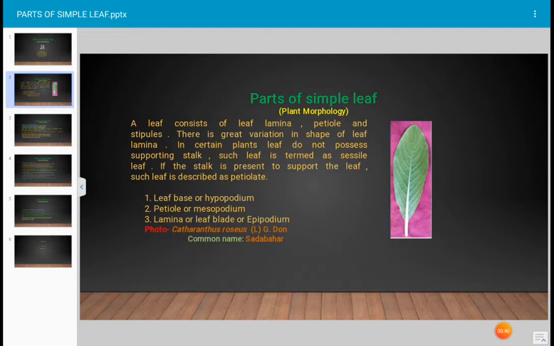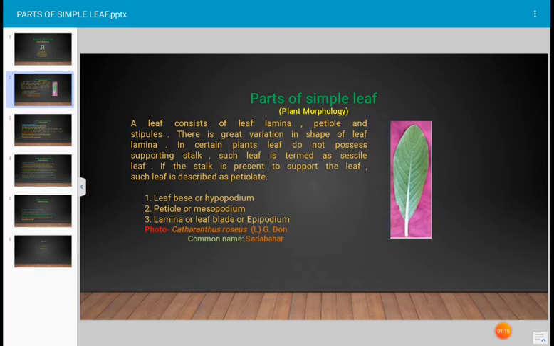In certain plants, the leaf does not possess a supporting stalk, that is, the petiole is absent. When the leaf has no petiole, such a leaf is described as a sessile leaf. If the stalk is present, that is described as a petiolate leaf. And this petiole is a stalk that supports the lamina of the leaf. The petiole helps in movement of the leaf according to the direction of sunlight.